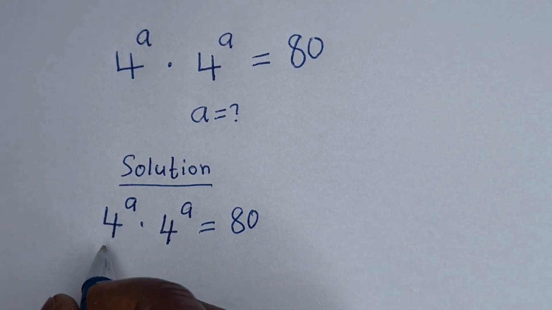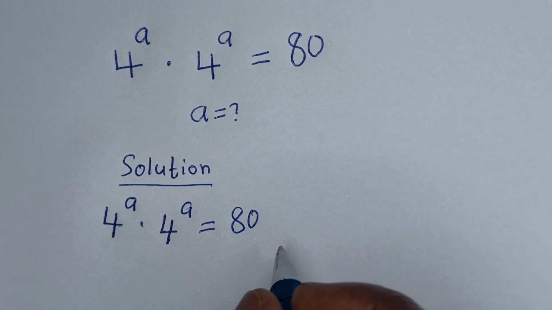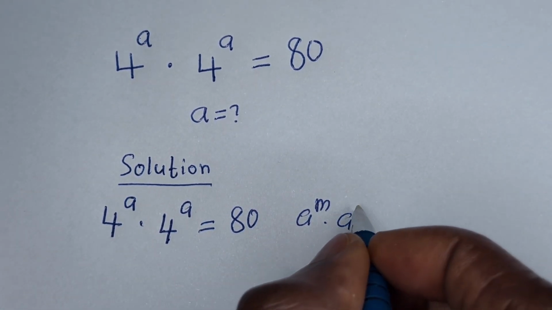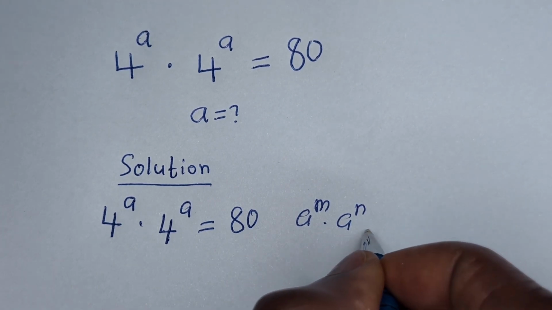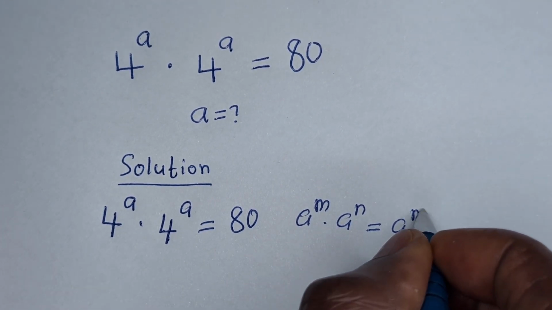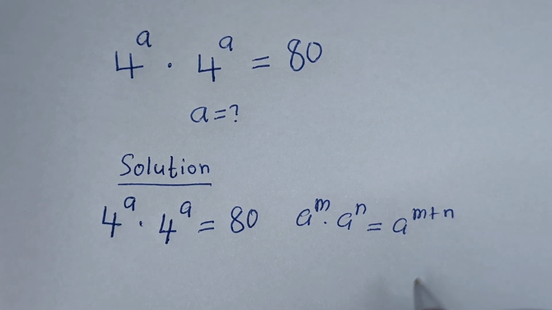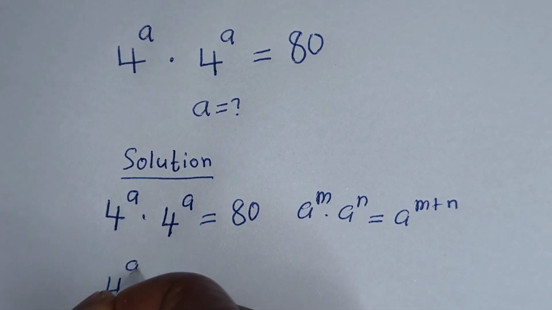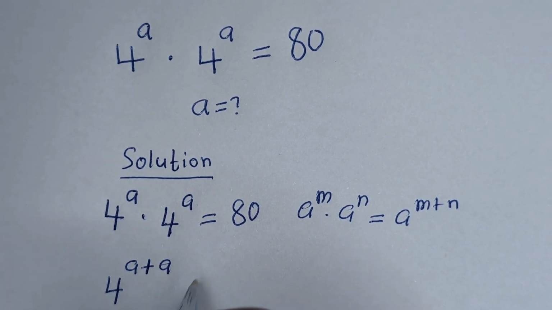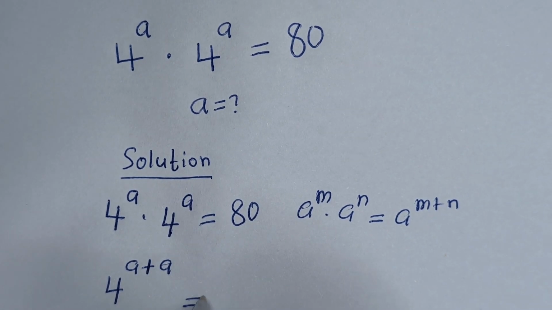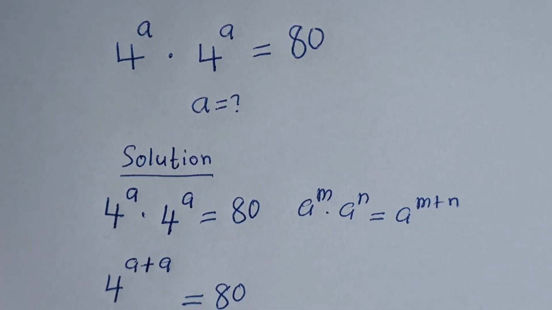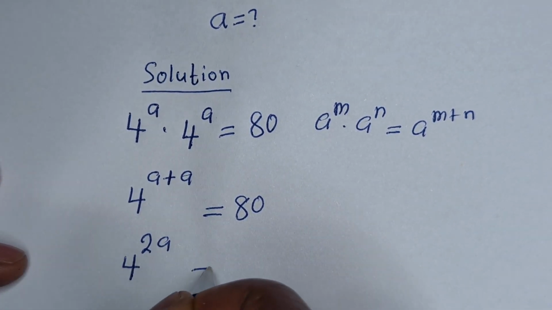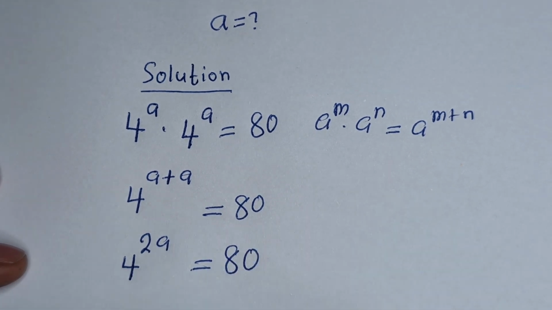Then 4 raised to power a is common. Let's bring it. If you have a raised to power m multiplied by a raised to power n, this is equal to a raised to power m plus n. Then this can be written as 4 raised to power a plus a is equal to 80. Then this is 4 raised to power 2a is equal to 80.